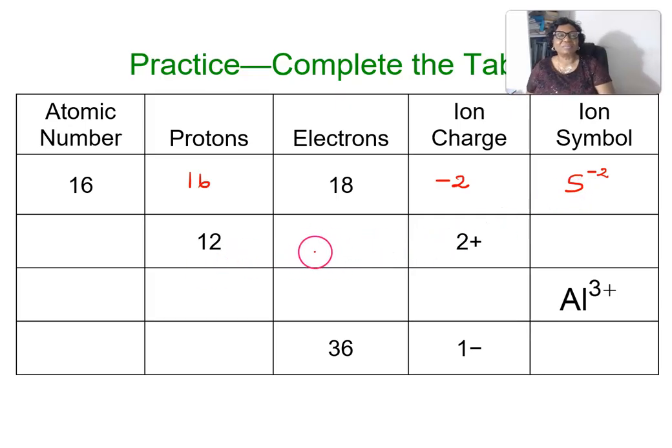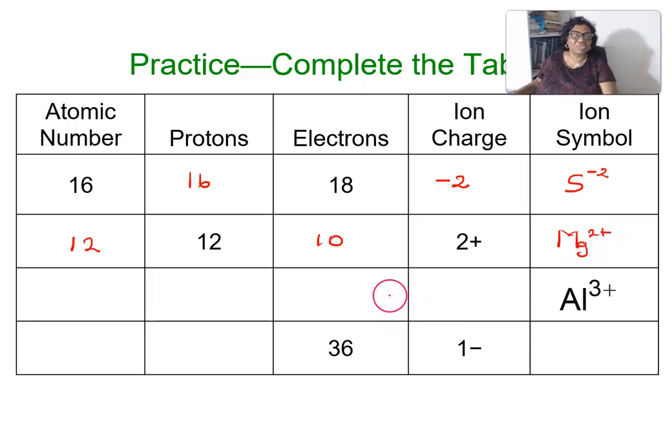I'll do this one, then you can do the second one. The number of protons is 12, so the atomic number here is 12. The charge here is +2, so the number of electrons should be 10. So what is the symbol of the element? What element has atomic number 12? It's magnesium, 2+. So you can complete these other ones.